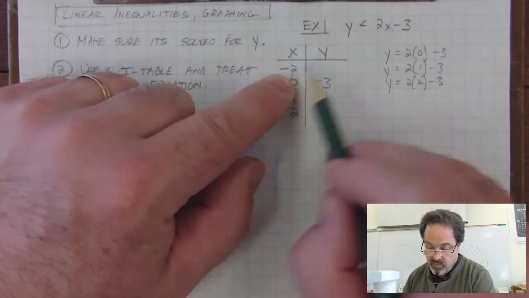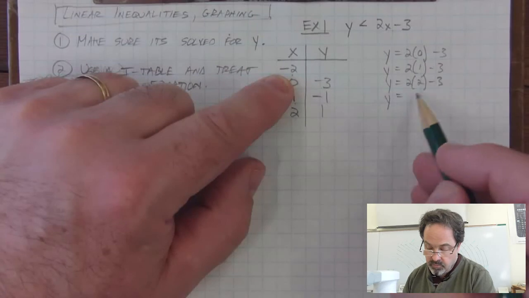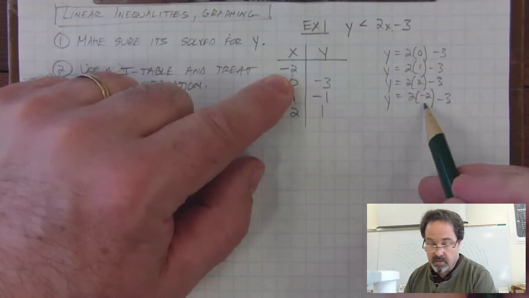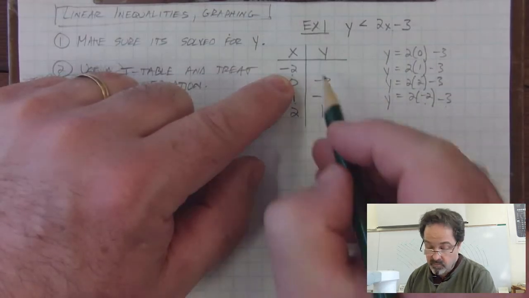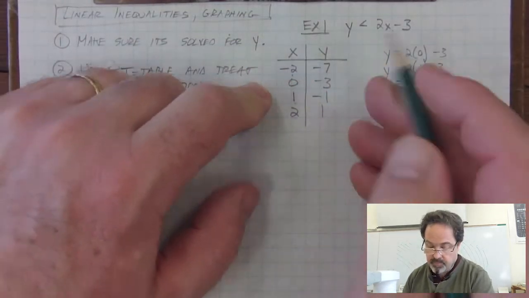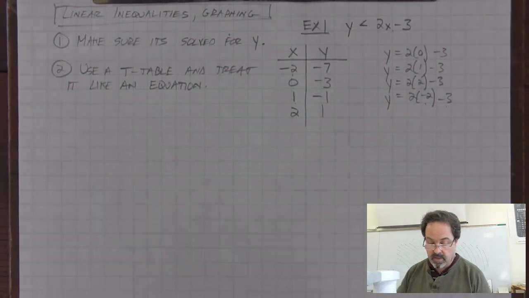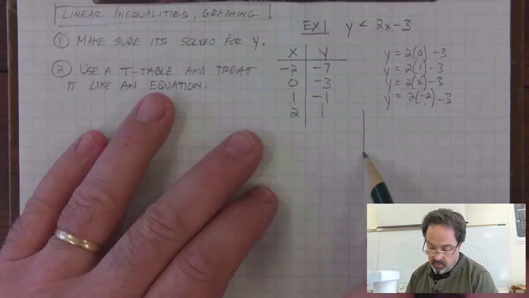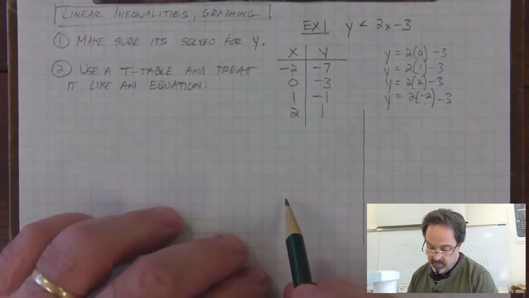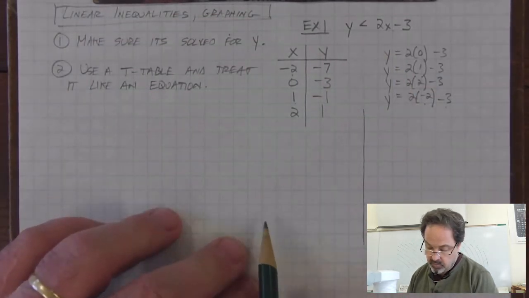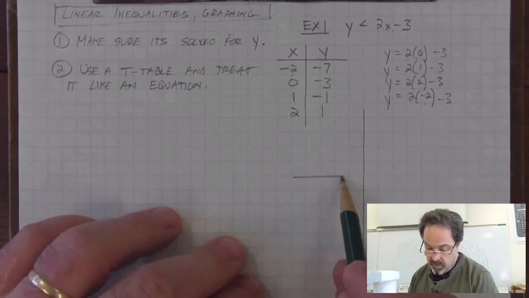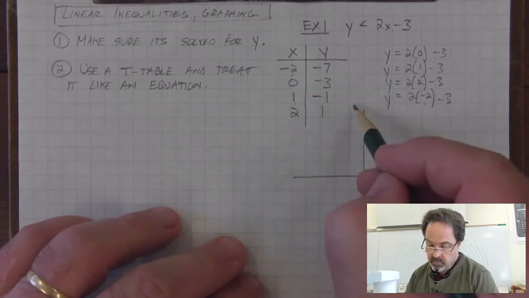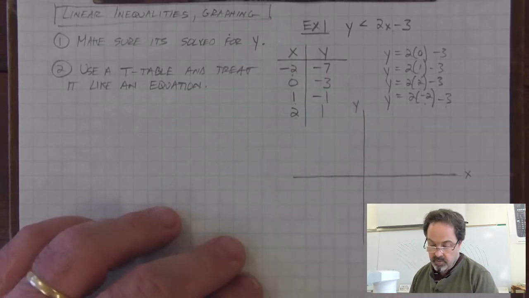Substituting -2 in for x, I get y is equal to 2 times -2 minus 3. 2 times -2 is -4, and then if I subtract 3, I get -7. These are coordinates that can be plotted on an x and y axis. There are two variables in this inequality, so I need two axes. The x-axis is typically horizontal, y vertical.